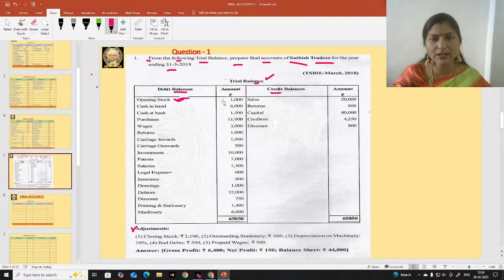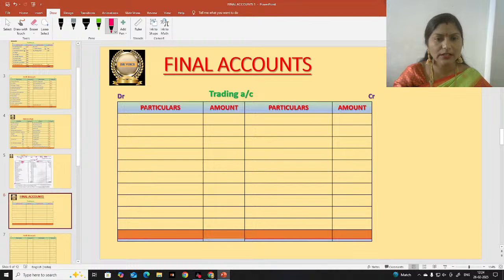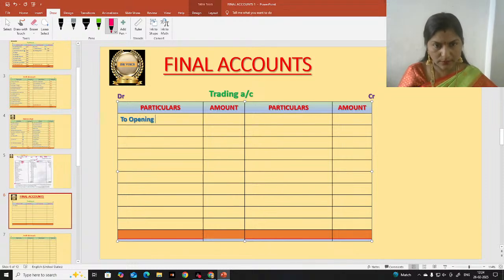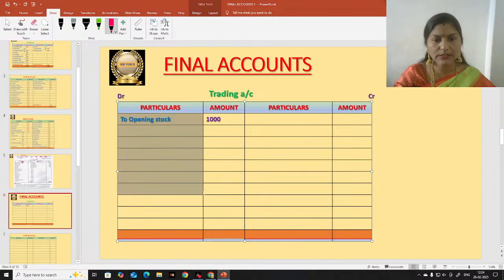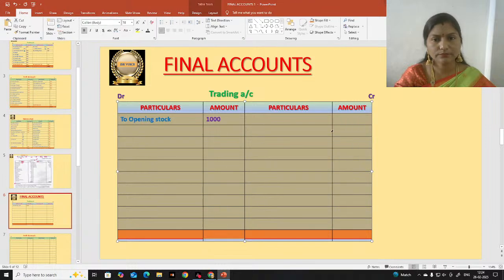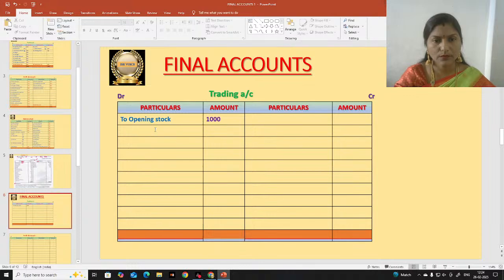Opening stock, how much do we have here? We have 1000 rupees. Let us record that. To opening stock, in the amount column, 1000 rupees. Okay, I recorded 1000 rupees in the amount column. So next item, let us go to the question.